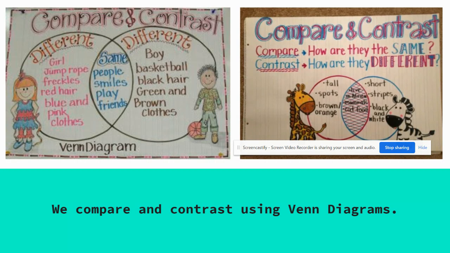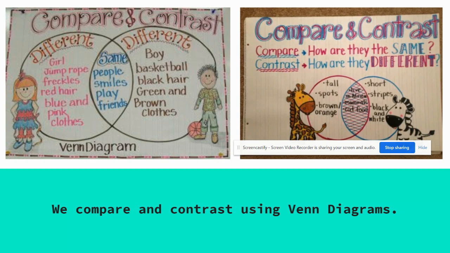So when we are comparing and contrasting, that means that we are talking about how something is the same and how they are different. So if we compare, we are talking about how they are the same. If we contrast, we are talking about how they are different.